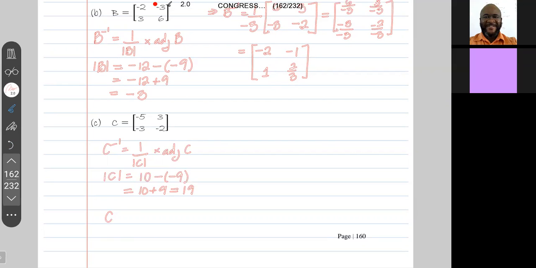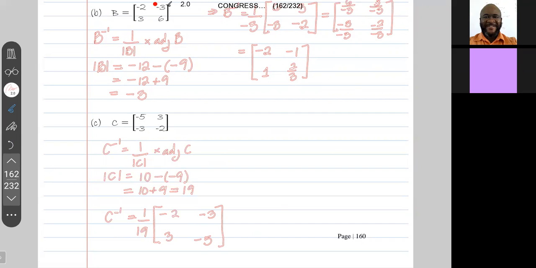So C inverse is 1 over 19 times adjoint C. For adjoint C, you're going to switch around the leading diagonal elements. So this is minus 2 here and minus 5. The minus 5 and the minus 2 change positions. Now the 3 and the minus 3 stay where they are, but their signs change. So this is minus 3 and positive 3. It might look like they switch around, but they didn't. They stay where they are, but their signs change.